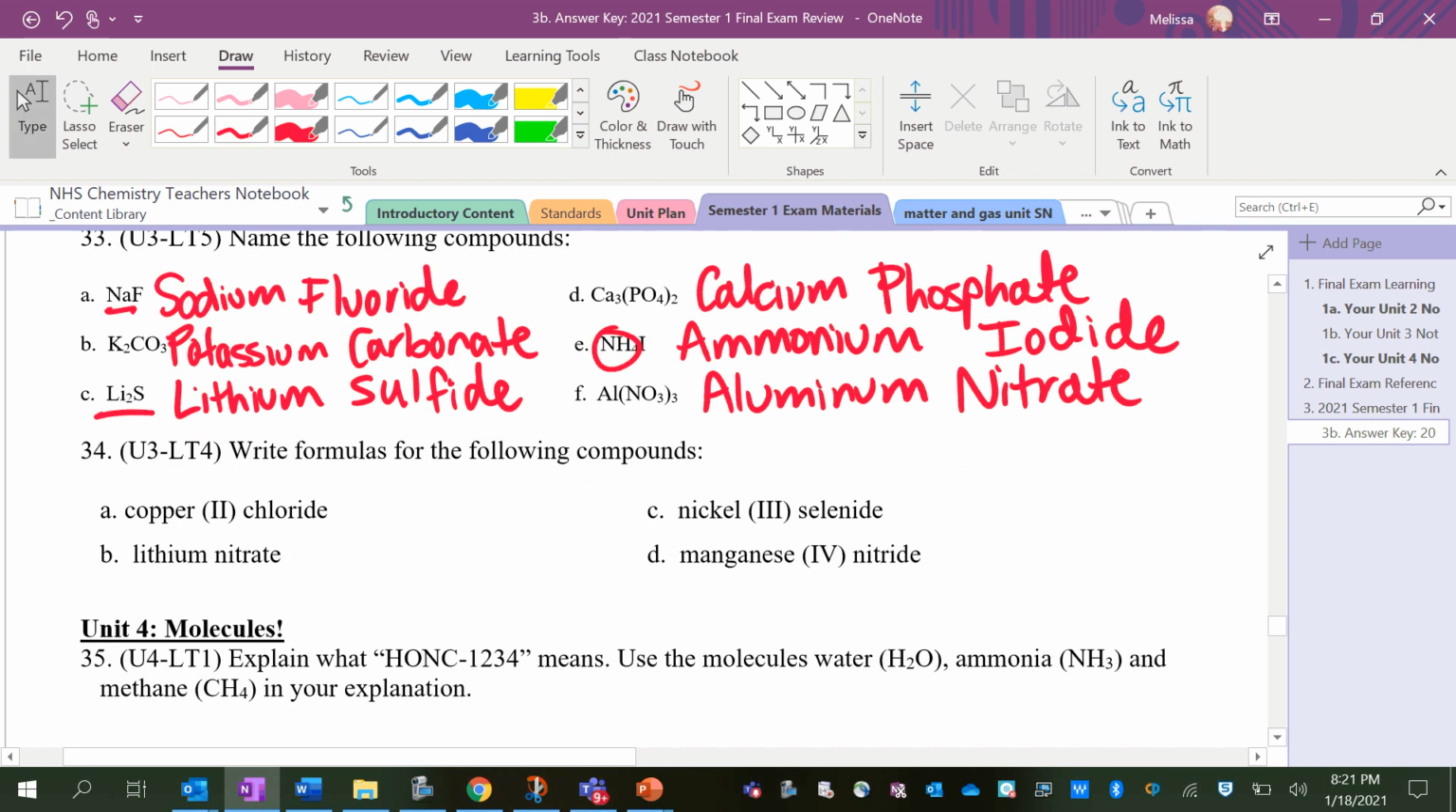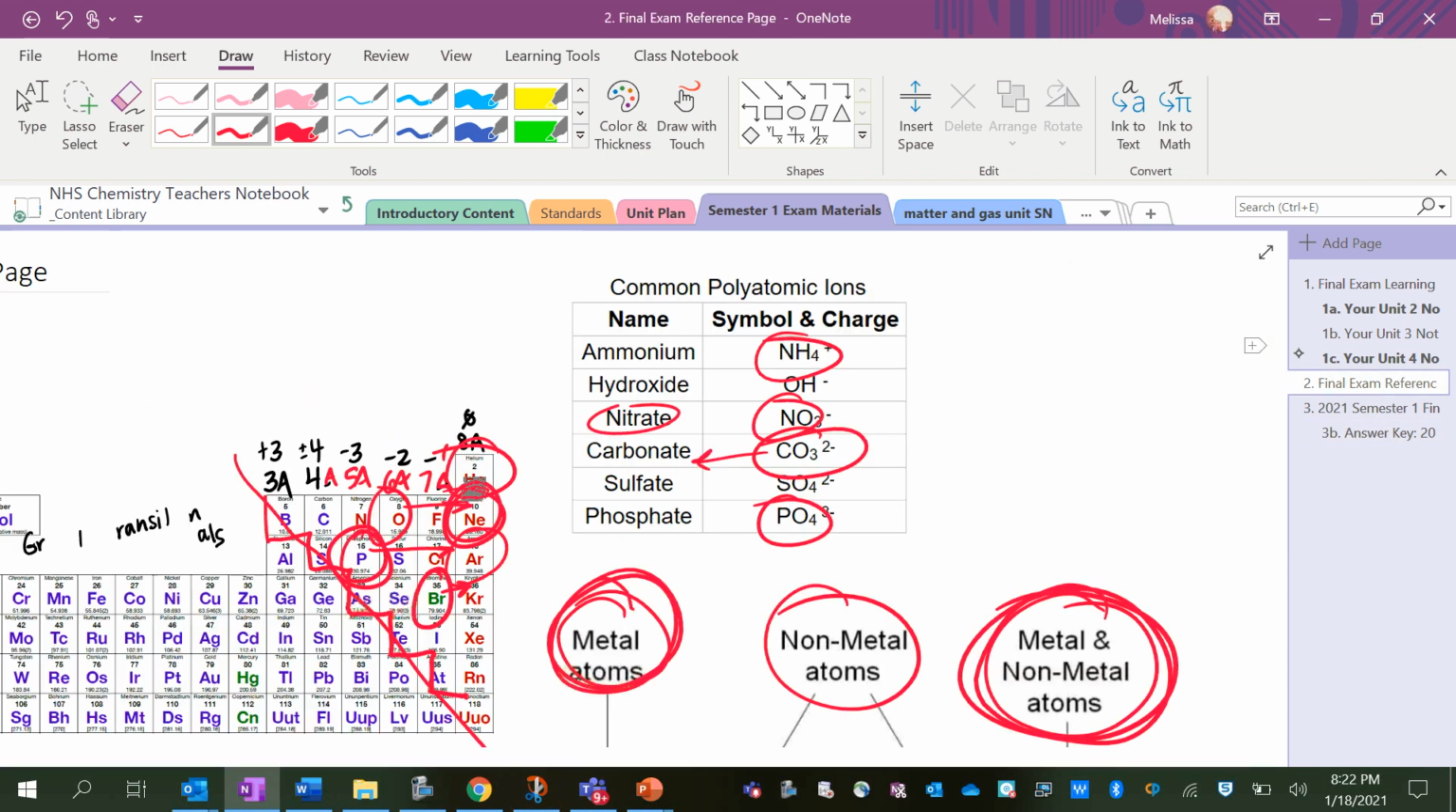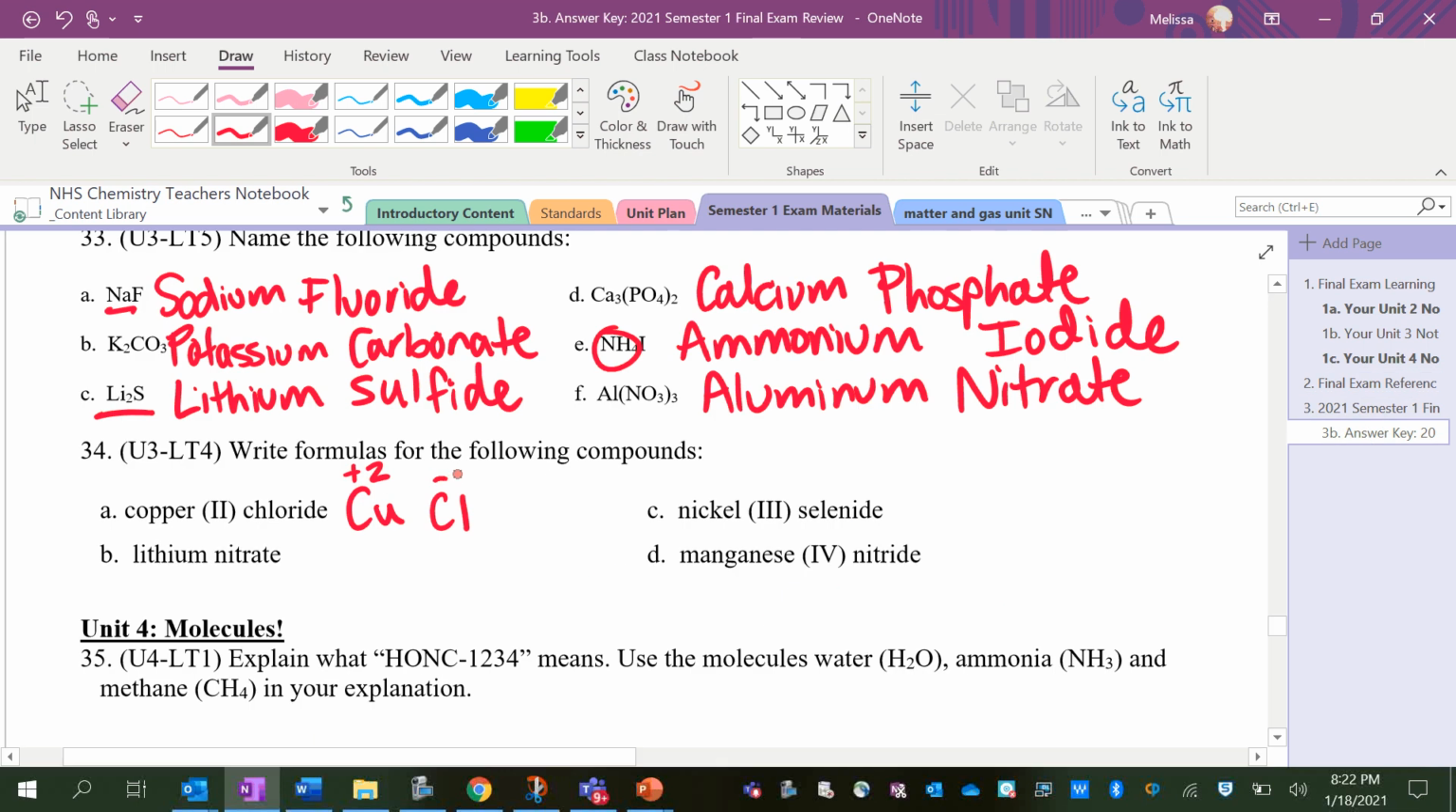And now we do the reverse. With writing formulas, we want to crisscross the charges. So copper, if we look up its symbol, it's Cu, and the Roman numeral 2 means it has a +2 charge. Chlorine is in group 7A, and you can just look at the charge above it. It's -1 on the periodic table. So this would be CuCl2 for the final compound.